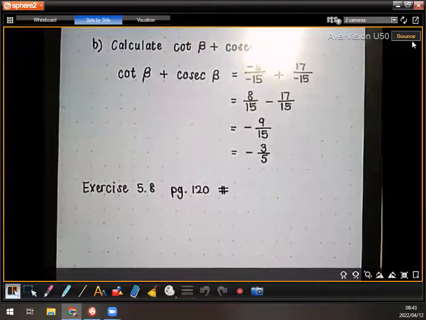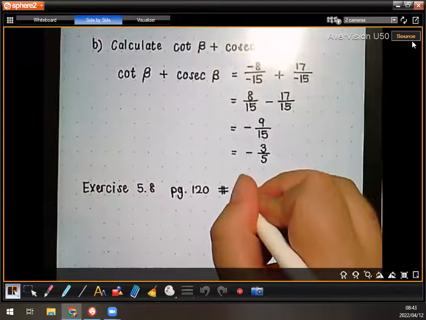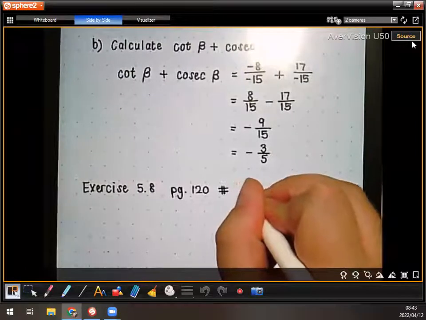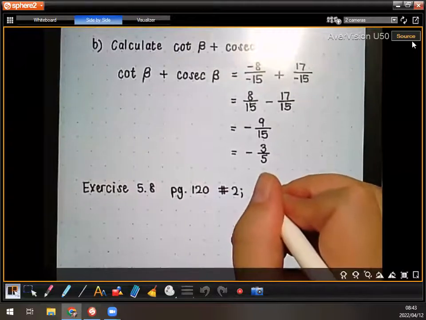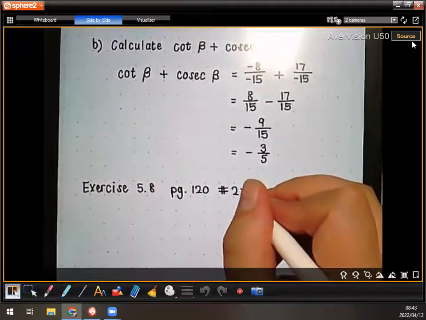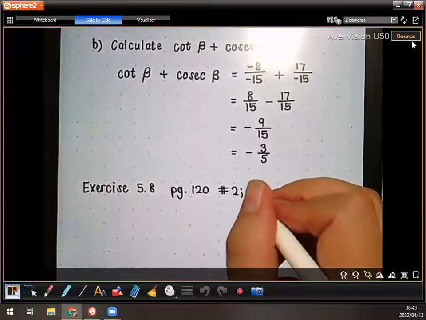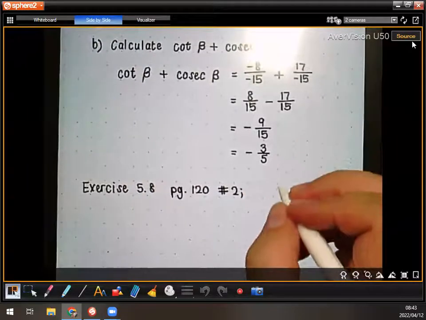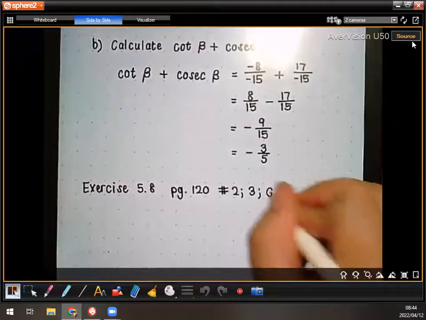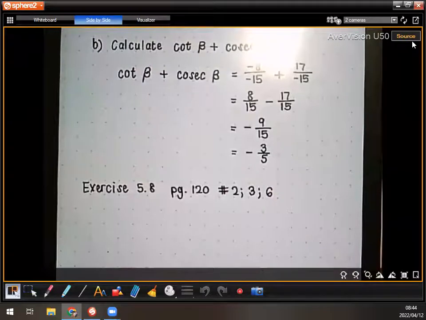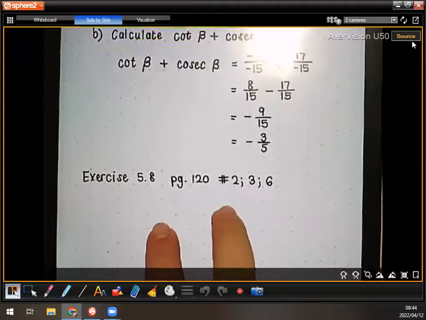Okay, I would like you to do numbers 2, 3, and 6. And guys, in all of these, they have already drawn the diagrams for you. You just need to fill in the sides and then do the calculations. So it's not going to take as long as the one that we just did. Okay, you're going to start working on that now, please. We still have 15 minutes.